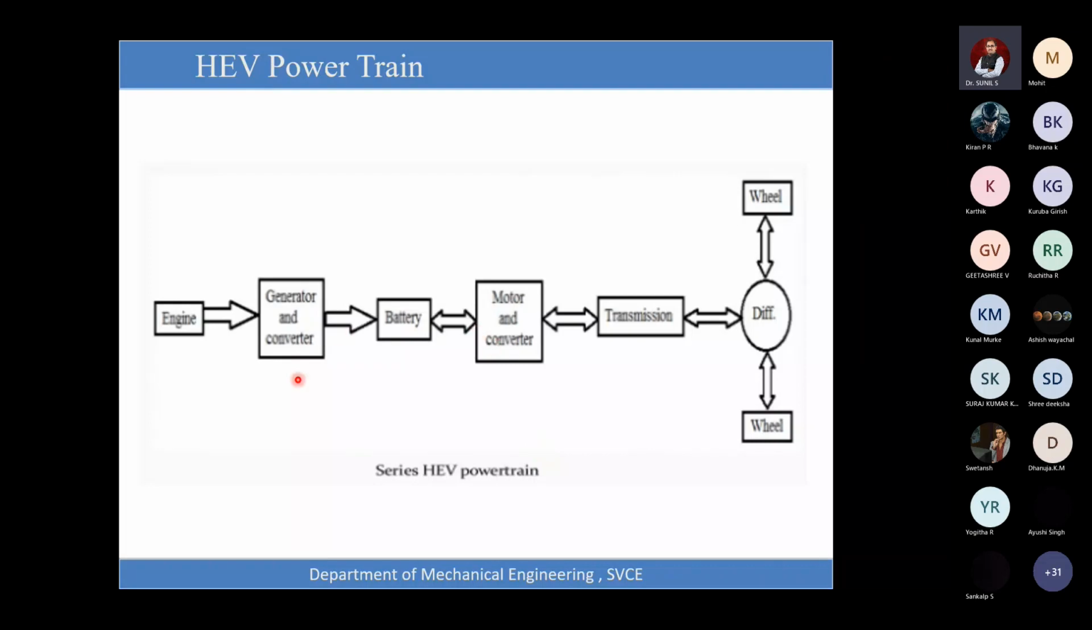If it is a parallel, the electric path will be different and the IC engine path will be different. Two different shafts will be there. Right? So this is the most popular type of powertrain used in a hybrid electric vehicle. You can take down the block diagram. I'll give you 2 minutes time.